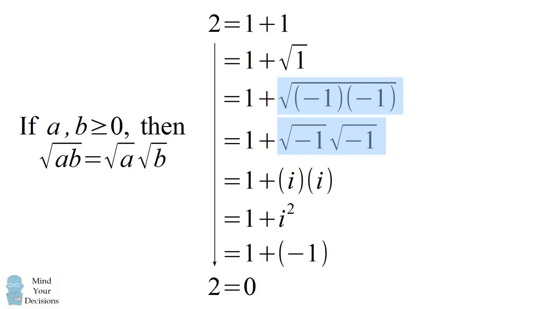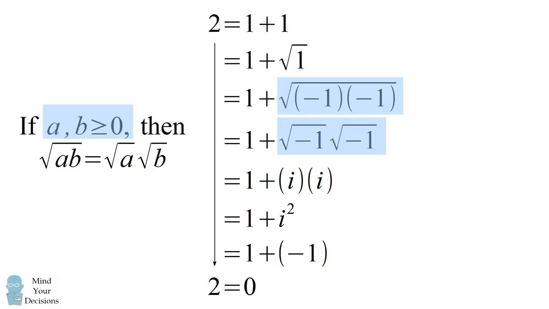There is something called the product rule of square roots. If you have the square root of a times b, that is equal to the square root of a times the square root of b, but it's generally only true when both terms are greater than or equal to 0. It doesn't work in this case when both terms are negative 1. You can see that's the mistake. All of the other steps in the proof are valid.